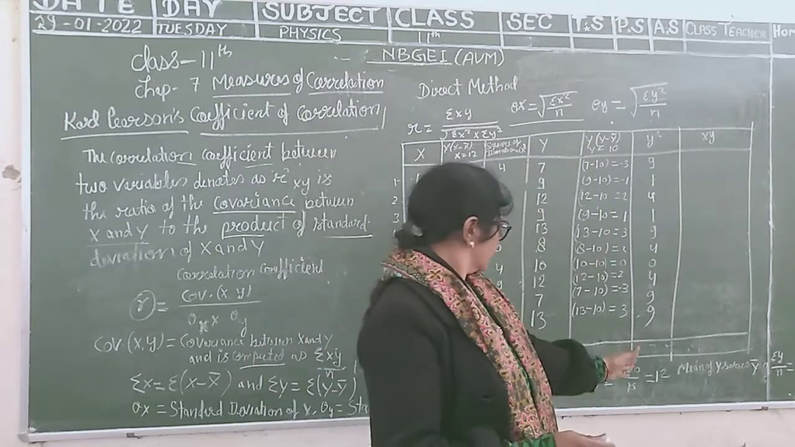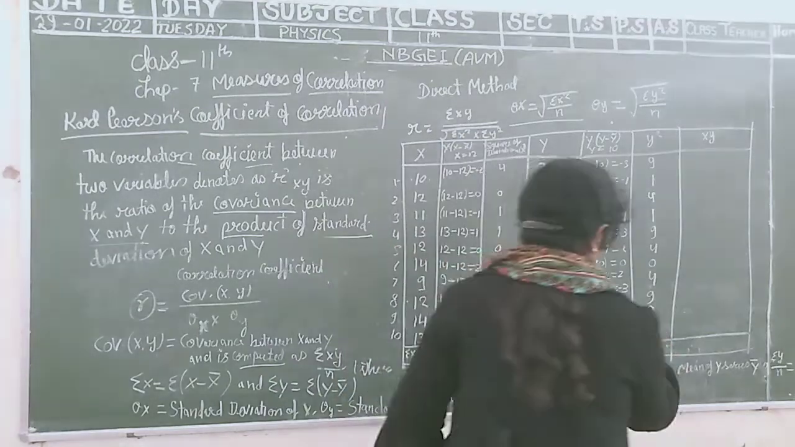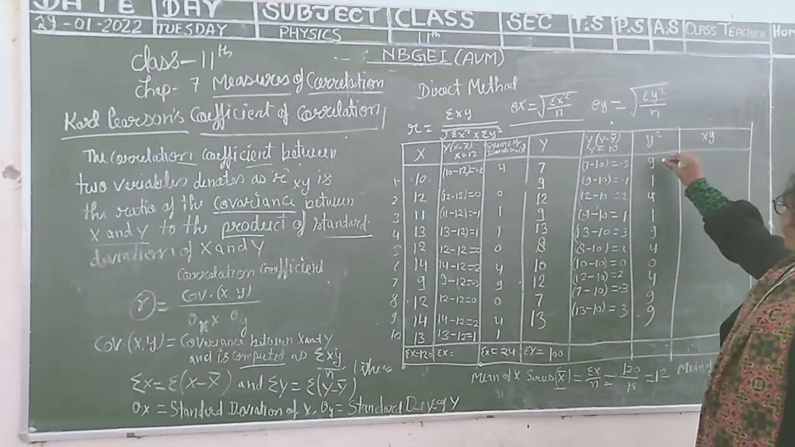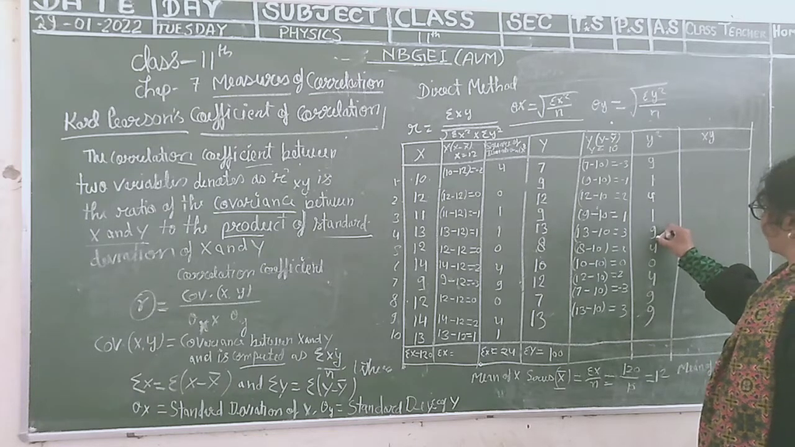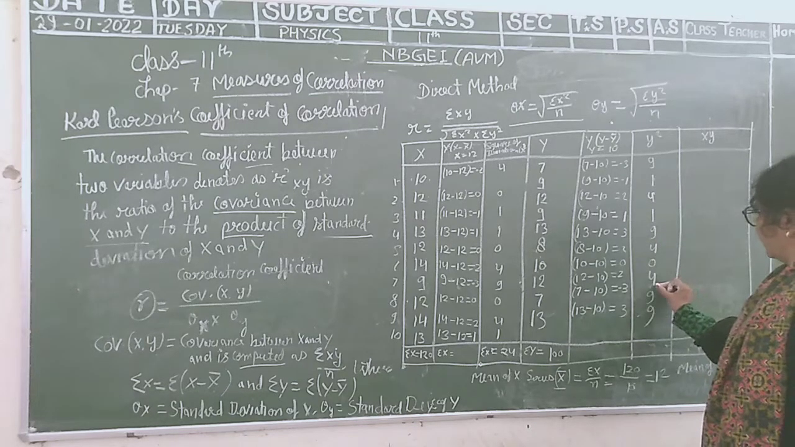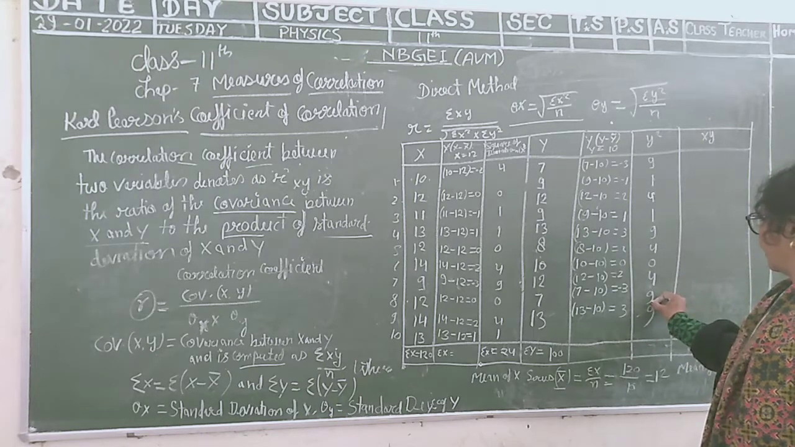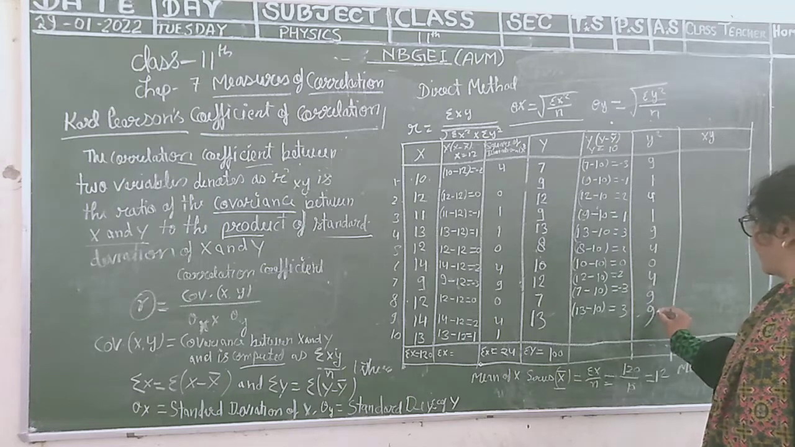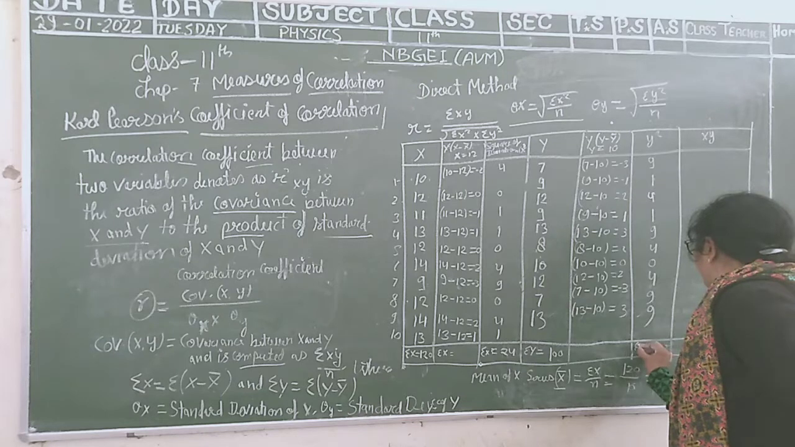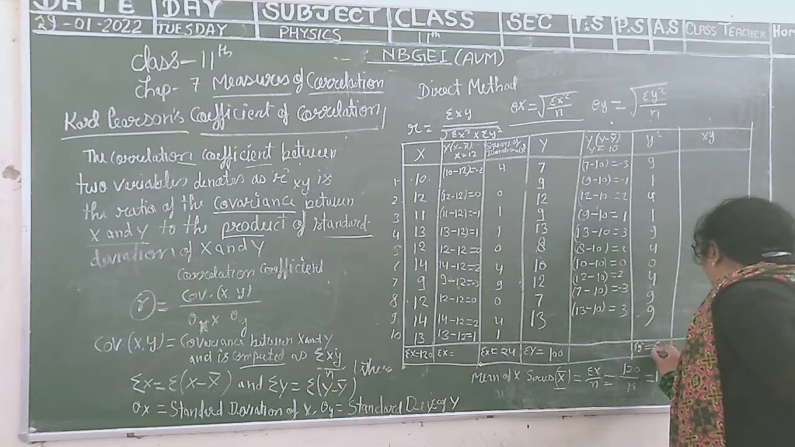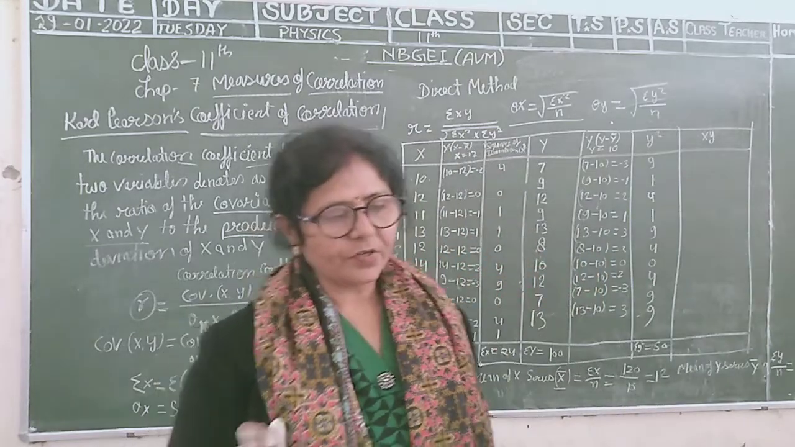Okay, and what is the total sum? 9, 10, 14, 15, 24, 28 and 32. 32, 9, 41, 41, 9, 50. There is 50. Sigma x square equals 50. Understand? And sigma y square equals 50.